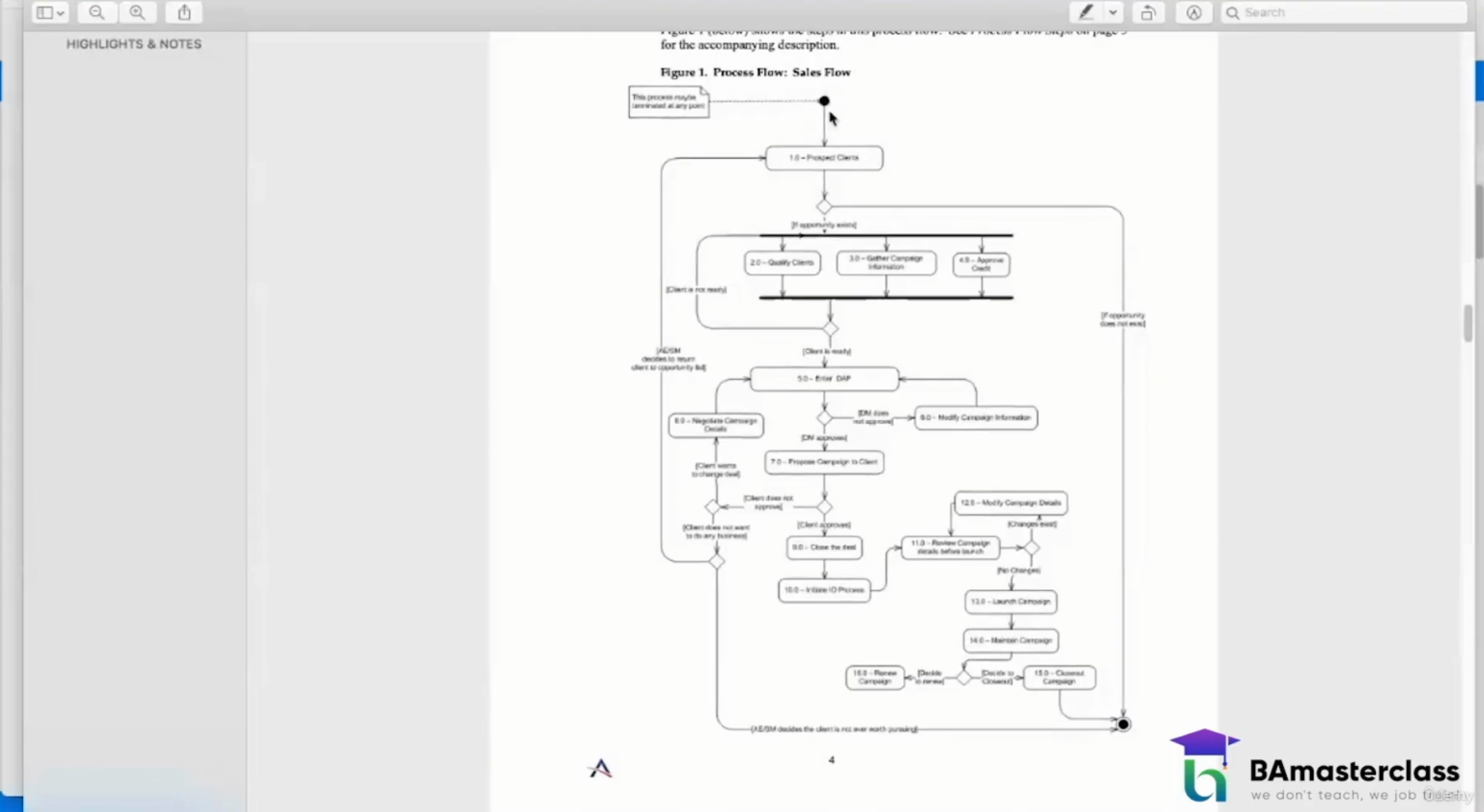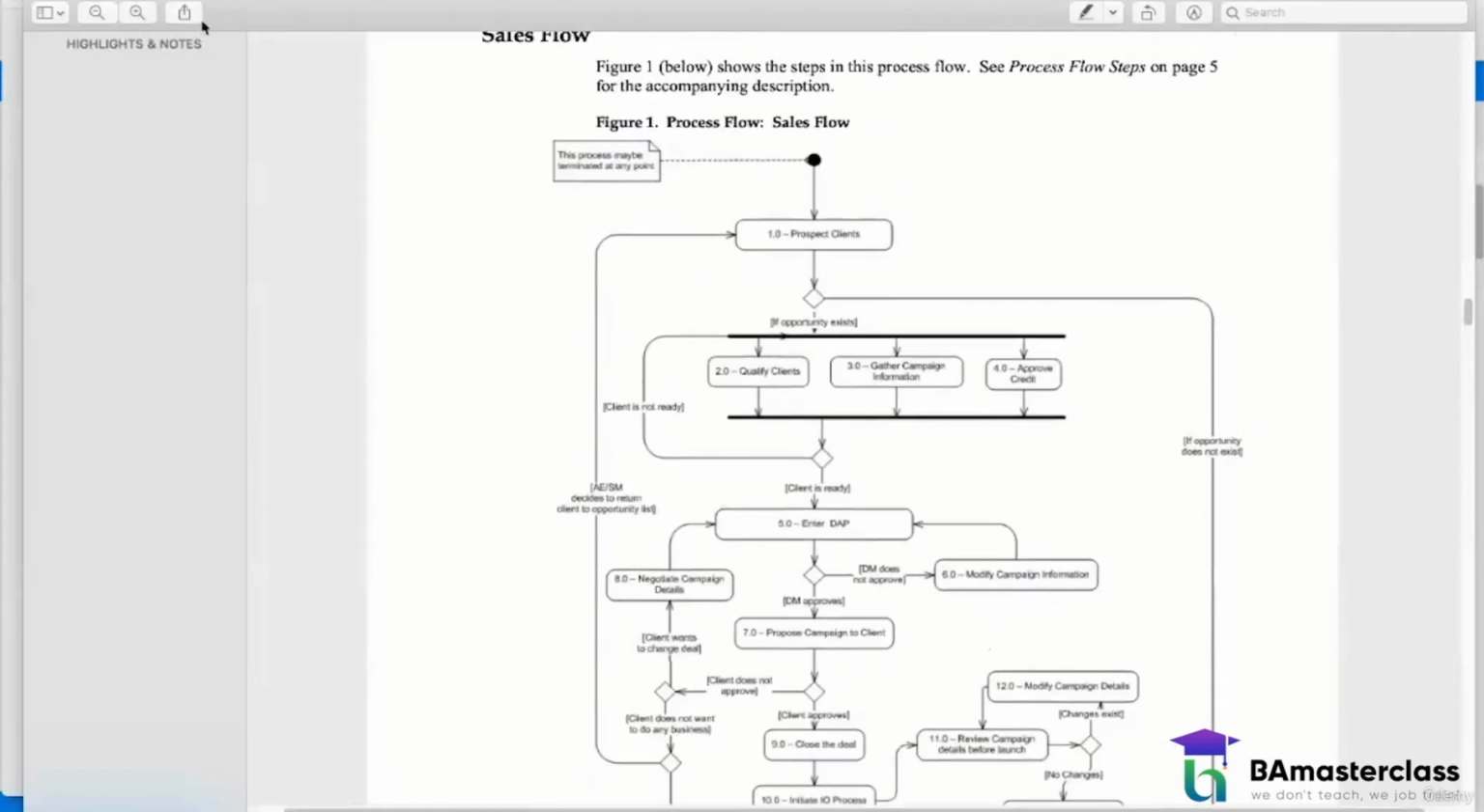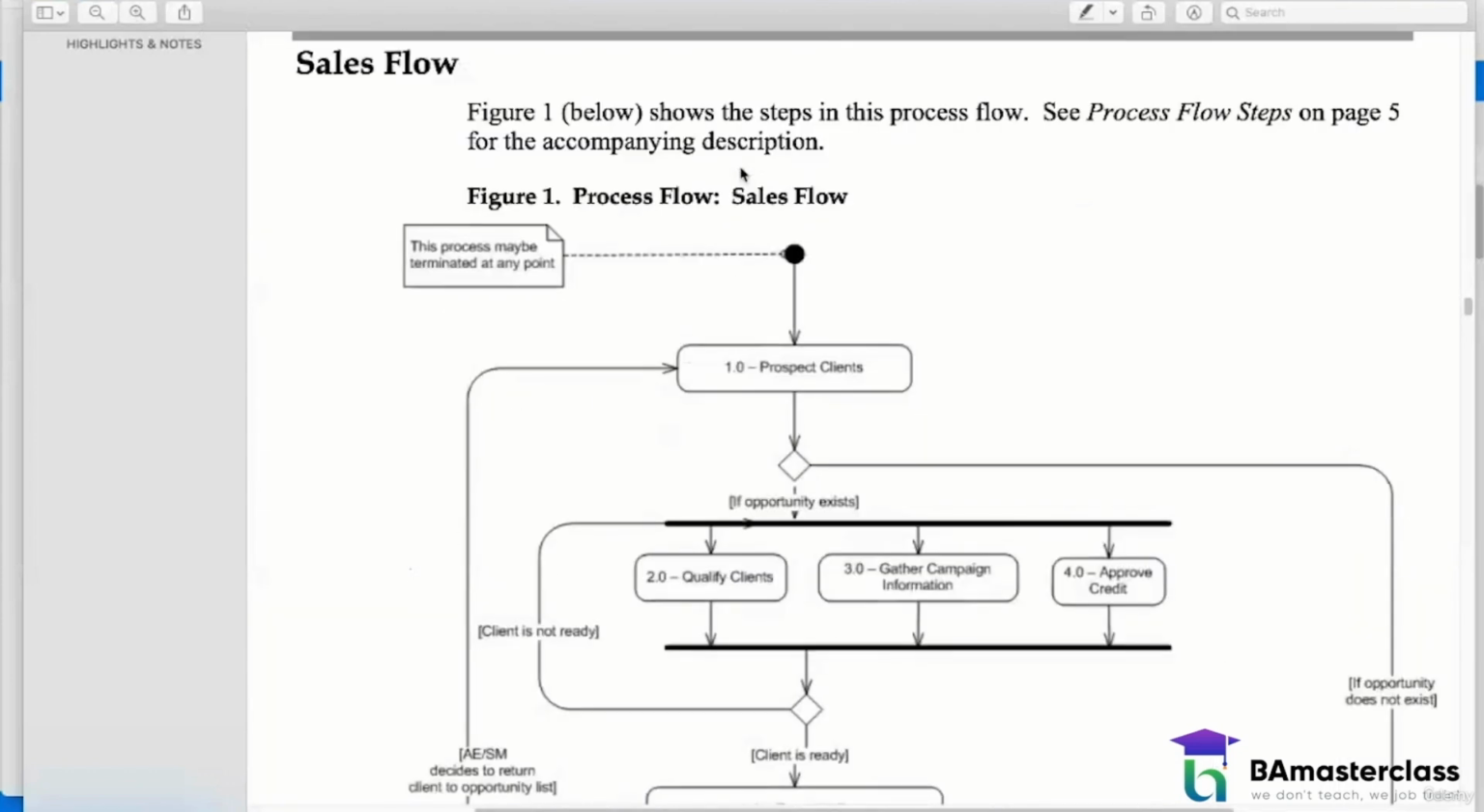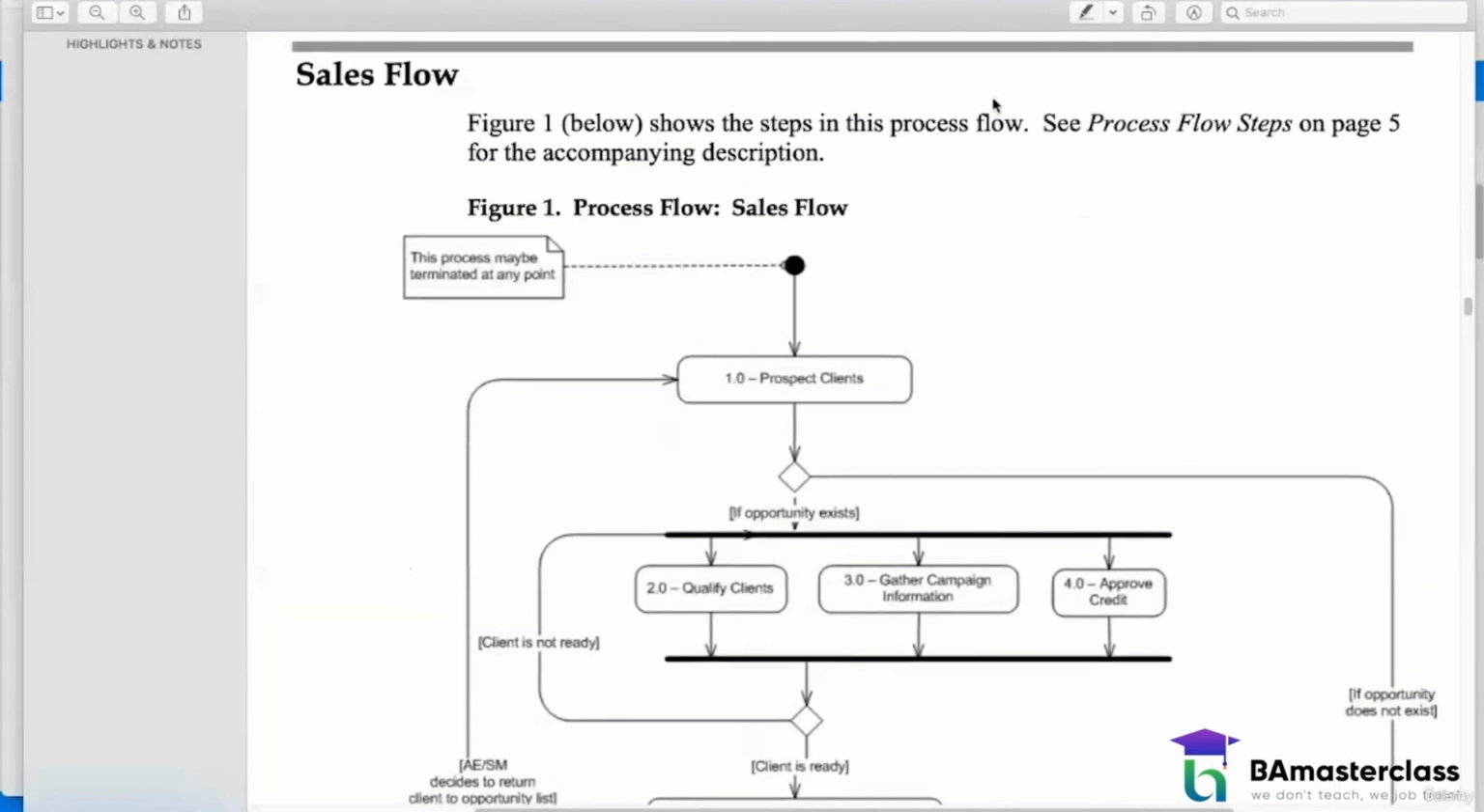So what is this? The dot you see, what is it called here? What is this dot? Starting point. That's your start point. This is your end point. These boxes with rounded corners, what are these? Activities. They're all your activities. The diamond shaped boxes, what are these boxes? Let me blow this up. The decisions. Decision box.